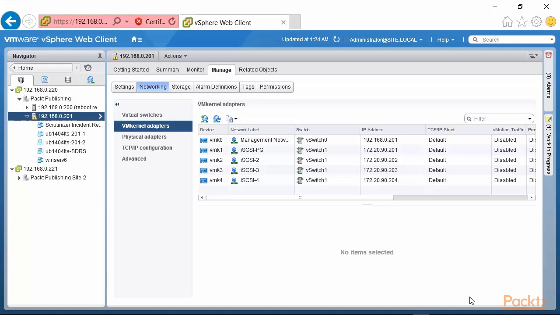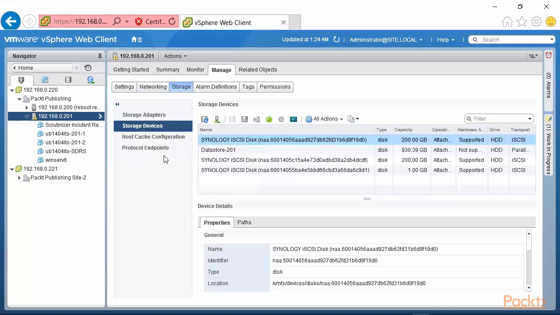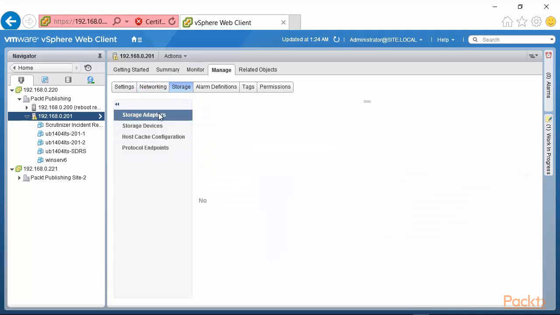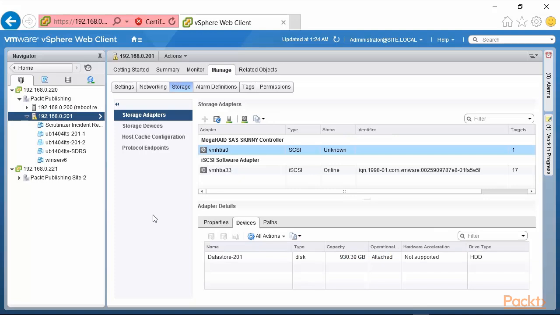So in our case, we are able to do quite a lot of multipathing because we have 2 NICs on our storage array, and we have 4 NICs on our iSCSI host. Let's now switch to storage, and we look at storage adapters. There are 2 storage adapters.